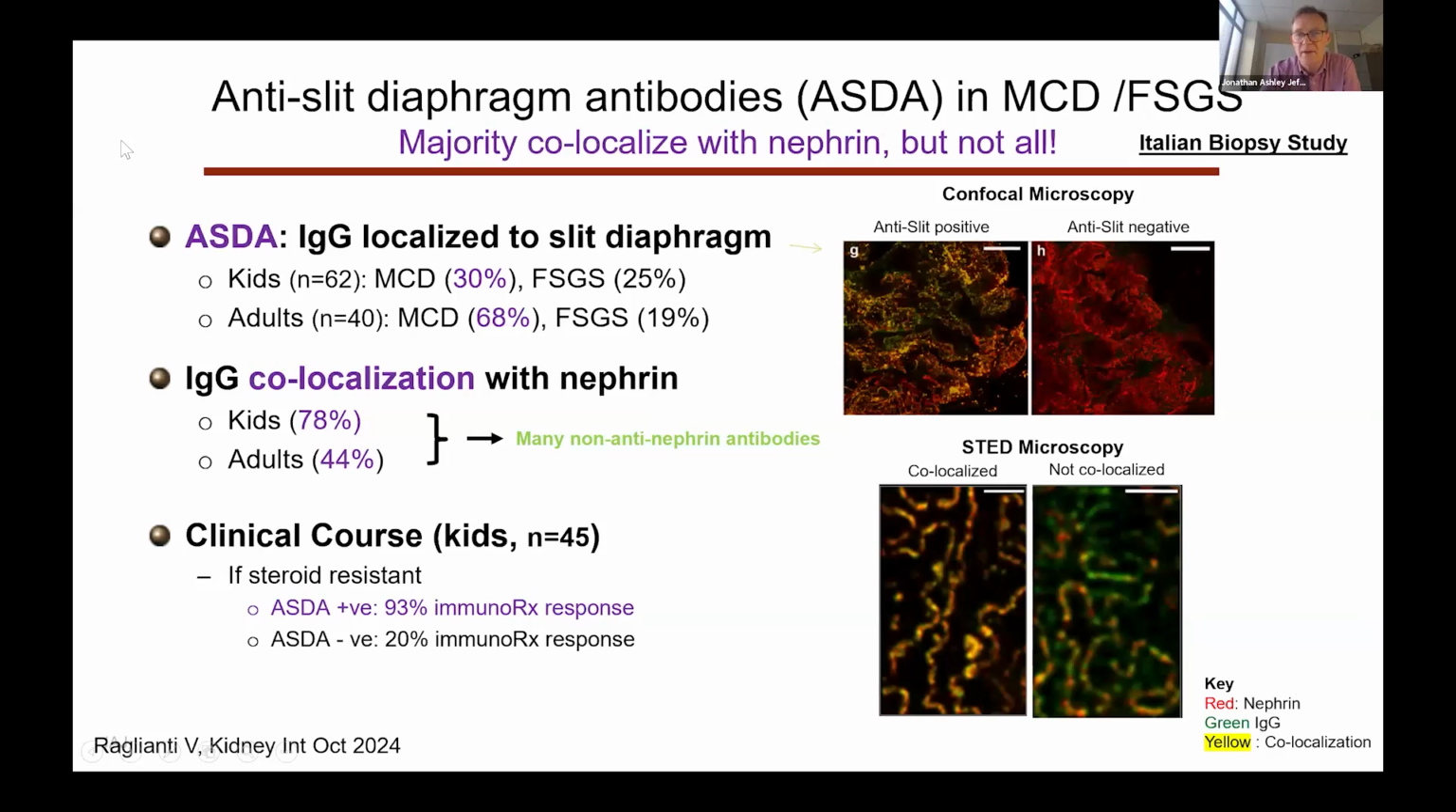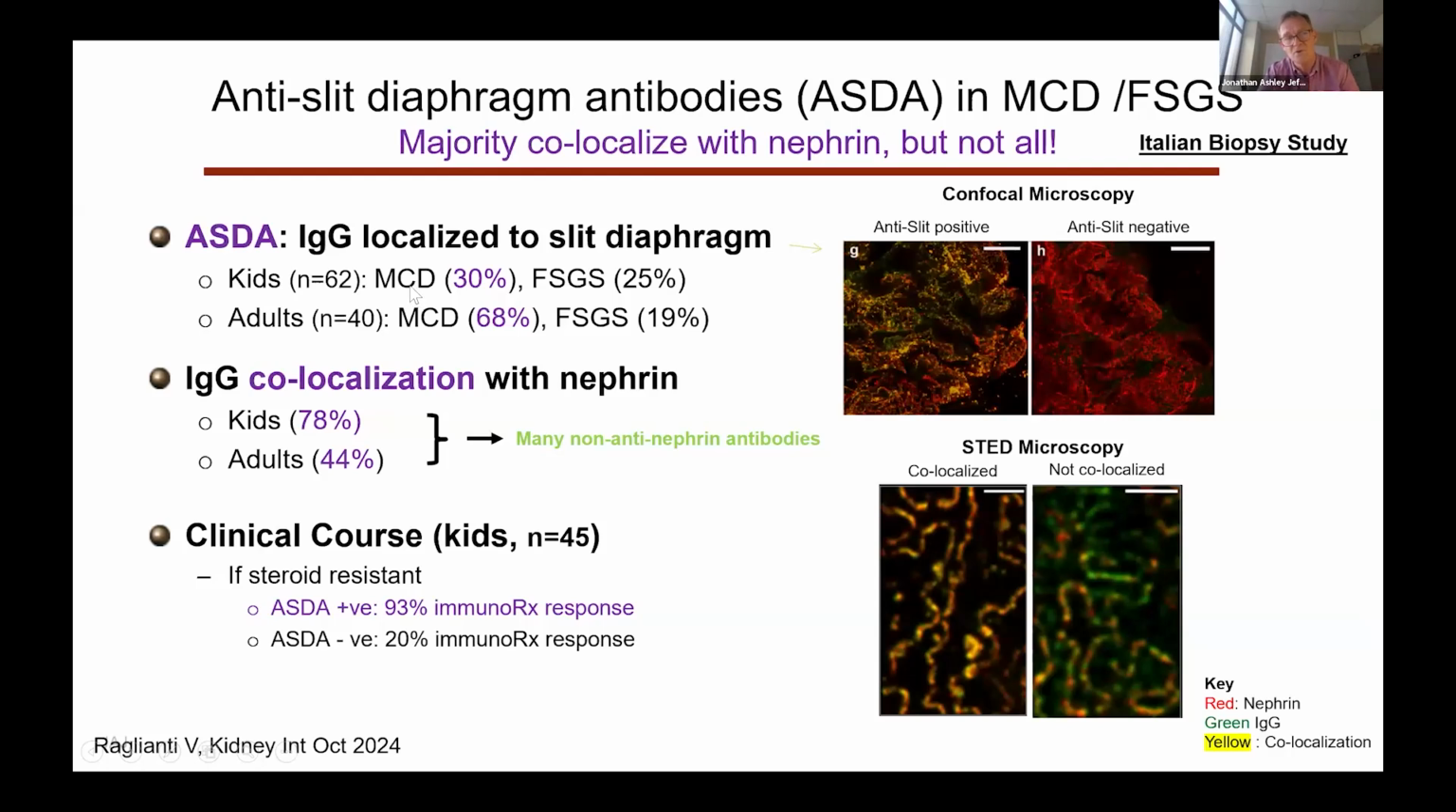So this question about whether there can be other antibodies other than anti-nephrin? This is a biopsy study from an Italian group, and they describe anti-slit diaphragm antibodies. Again, some of these co-localized with nephrin, but importantly, not all. They had 162 kids, and in this group, only 30% had anti-slit diaphragm antibodies.